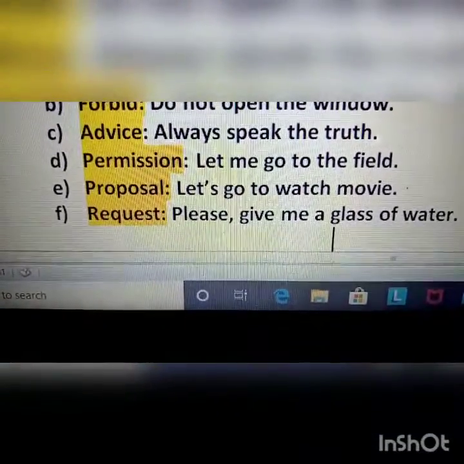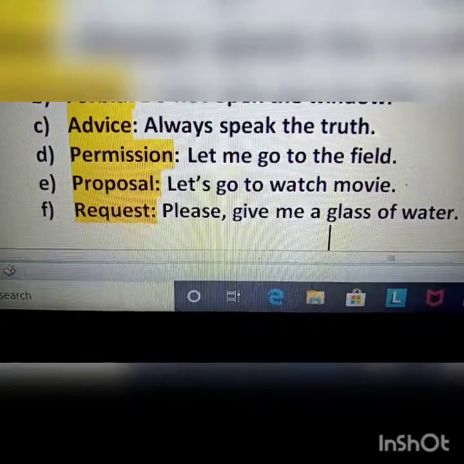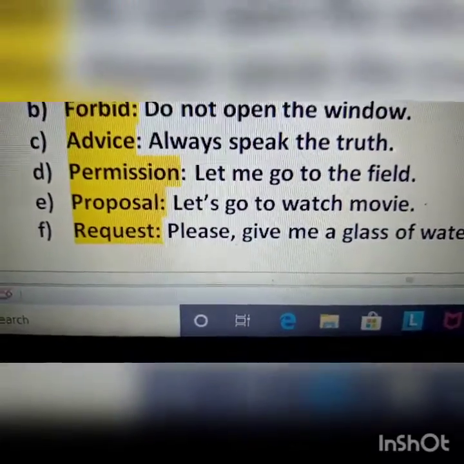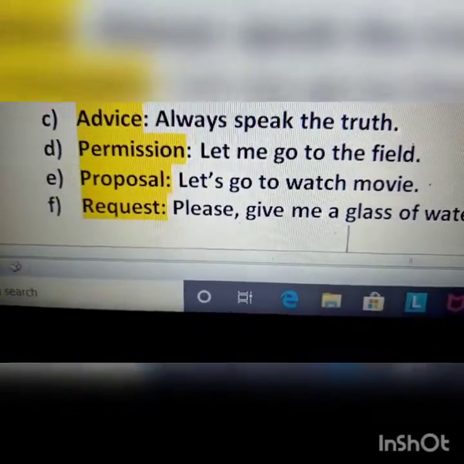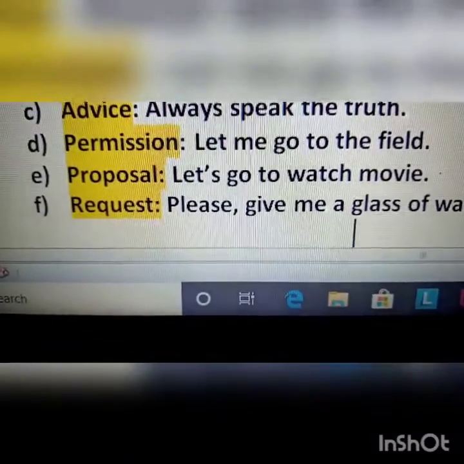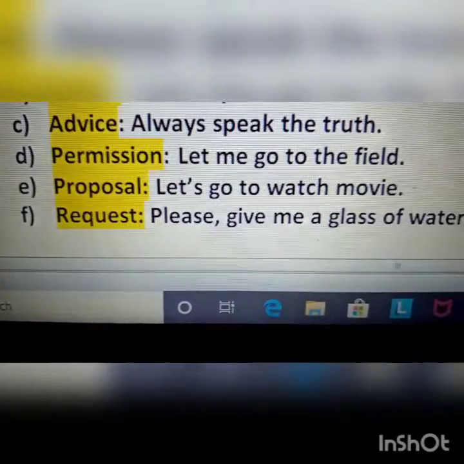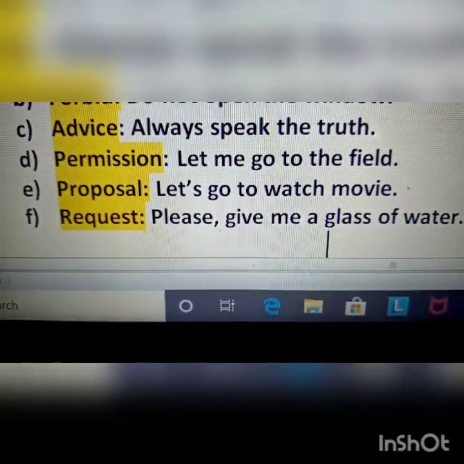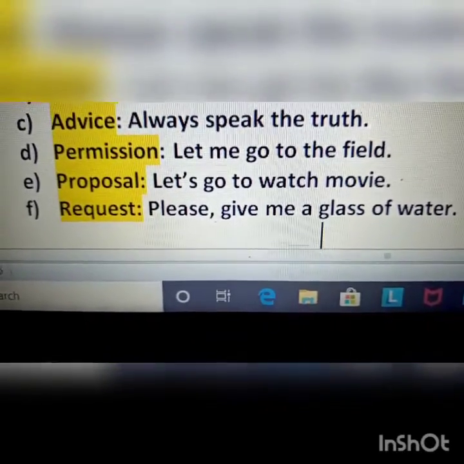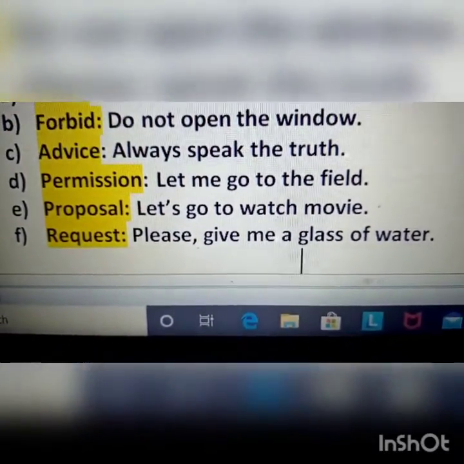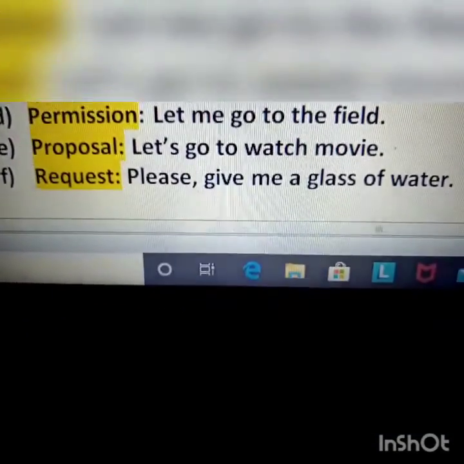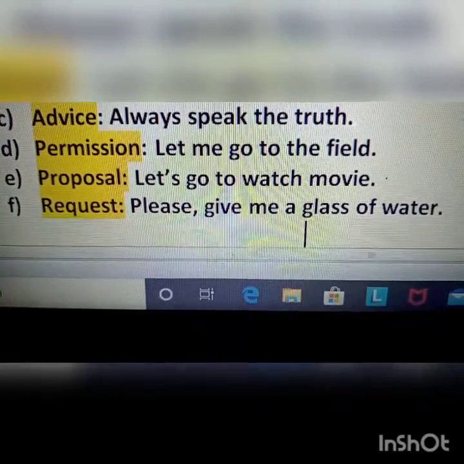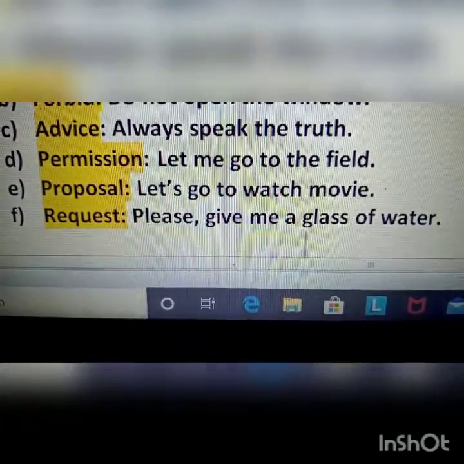Number C, advice. Always speak the truth. Advice means upadesh. Number D, permission. Let me go to the field. Number E, proposal. Let's go to watch a movie. Number F, request. Please give me a glass of water. So all these sentences are imperative sentences.